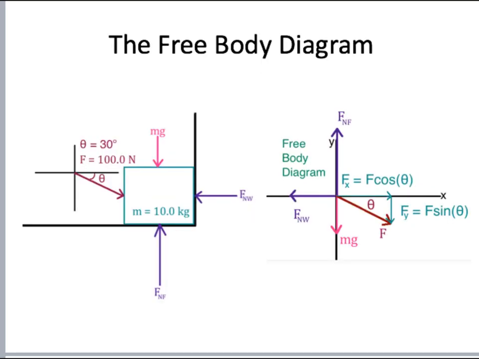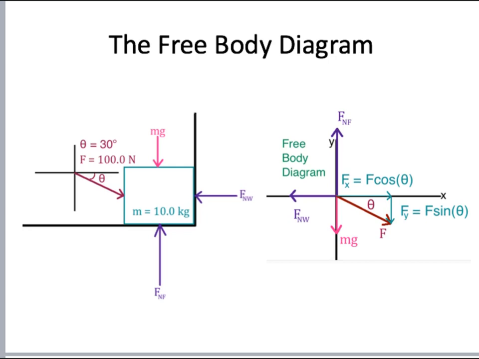Okay, so let's set this up. We have our force, which is at a downward 30-degree angle. We have our weight. We have our normal force of the wall, and we have our normal force of the floor. Now this picture is a little bit confusing. There's so many different forces on it. One of the ways that you can simplify a picture like this is to draw what's called a free body diagram. And with the free body diagram, remember there's a rule: I can take each of these vectors and move them anywhere on the page that I want as long as I keep the same length and the same magnitude.